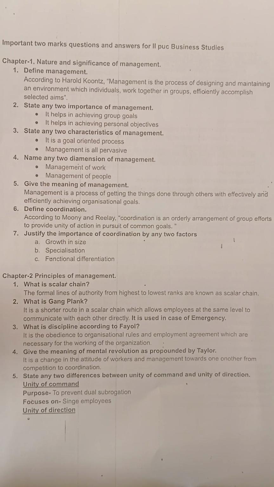Next one, give the meaning of management. Management is a process of getting things done through others, effectively and efficiently achieving organizational goals. Next one, define coordination. According to Mooney and Reiley, coordination is an orderly arrangement of group effort to provide unity of action in pursuit of common goals.